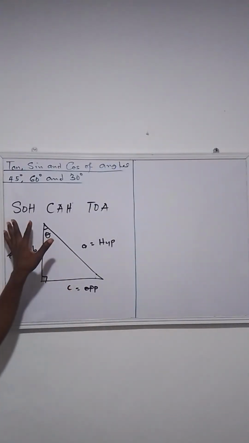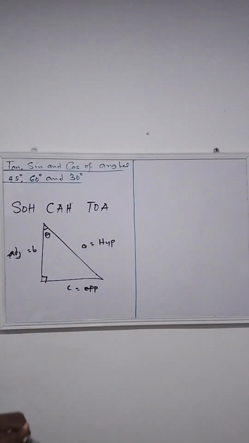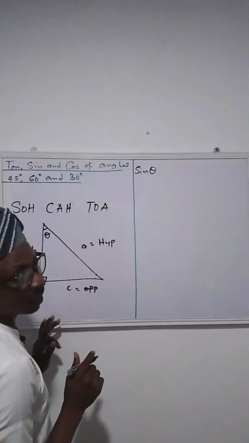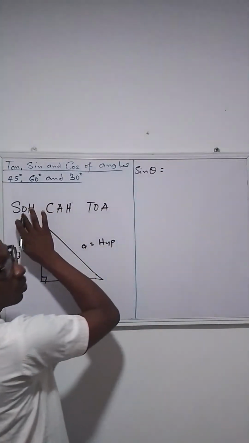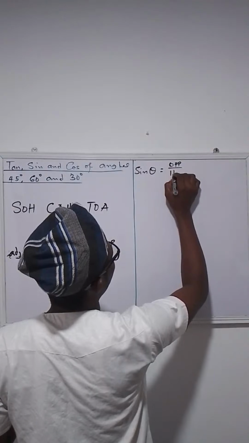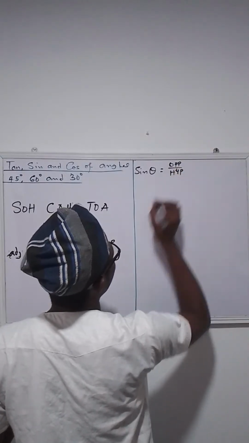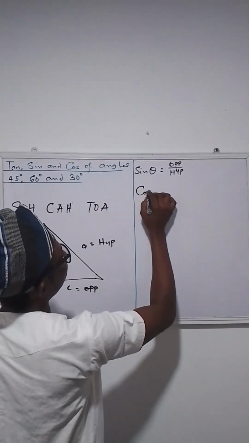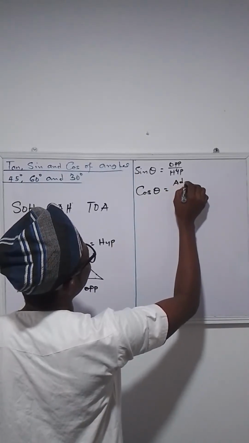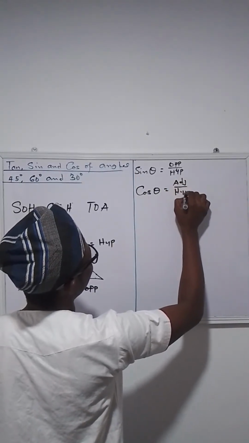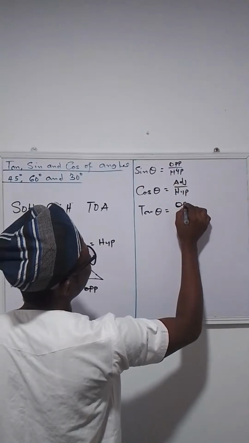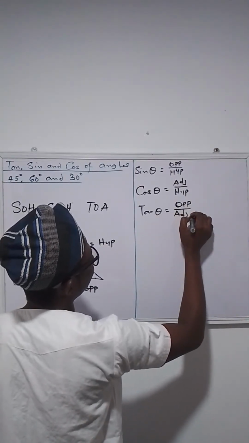Now let us get our trigonometrical ratios for this. Sine theta equals opposite over hypotenuse. Cos theta is adjacent over hypotenuse. Tan theta equals opposite over adjacent.